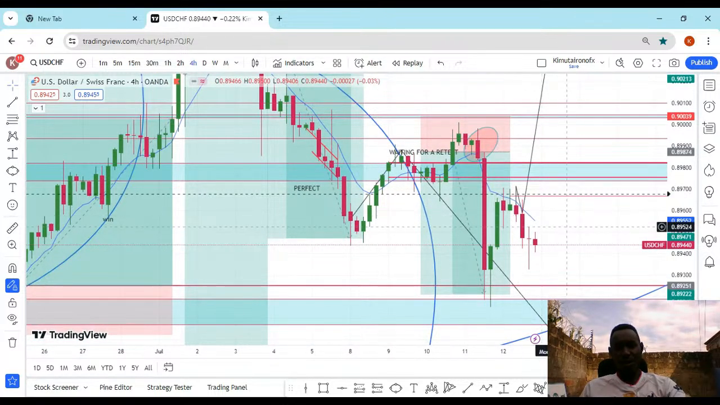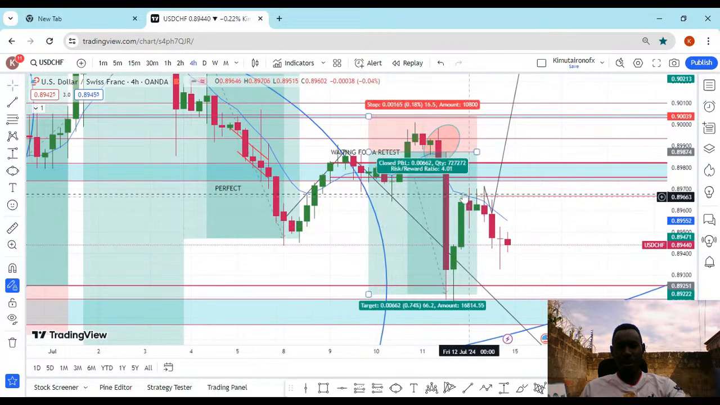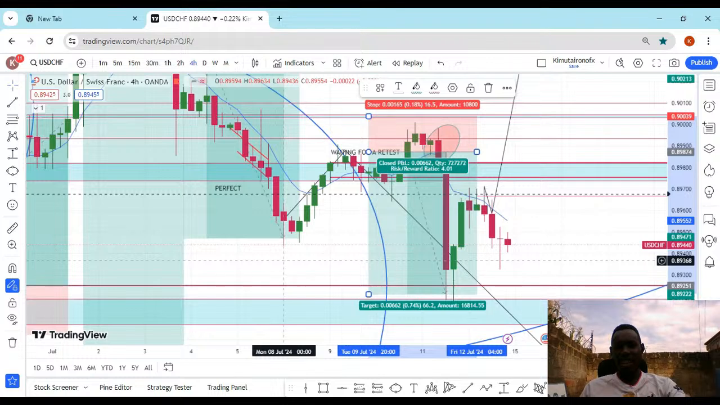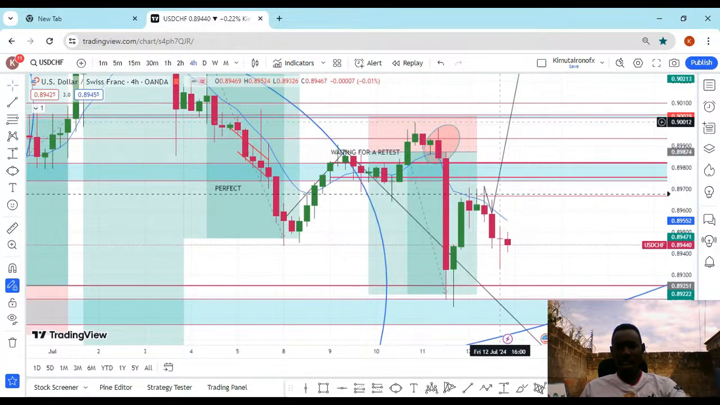It was very simple. This one gave me a 1 to 4.01, which is very nice. So that was our analysis from the previous week.